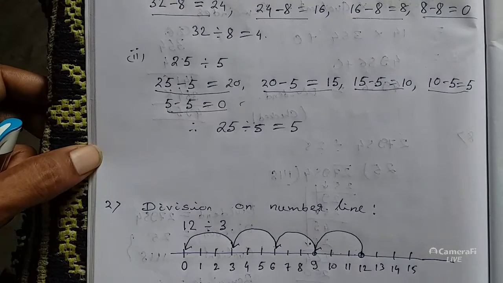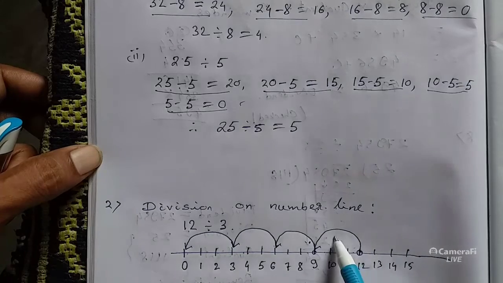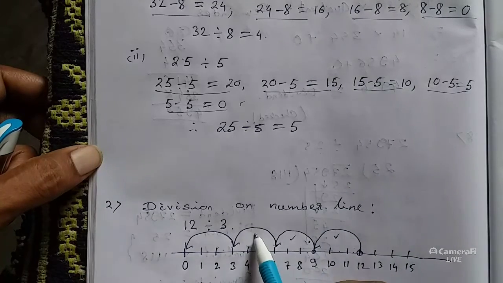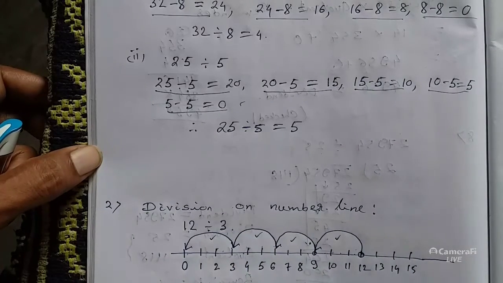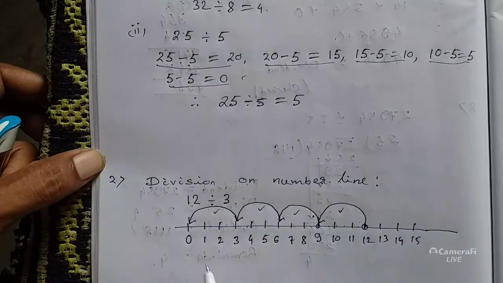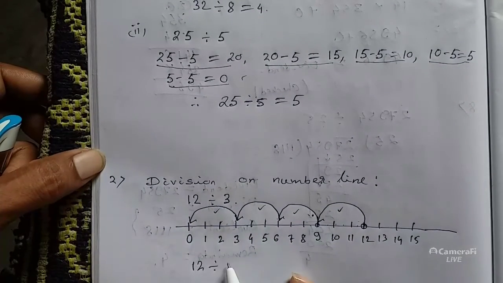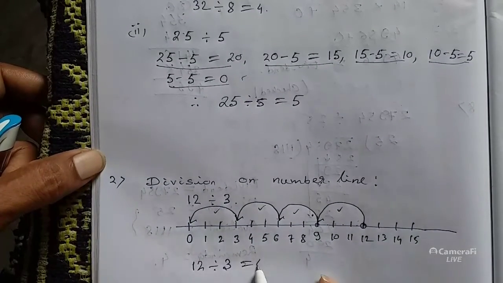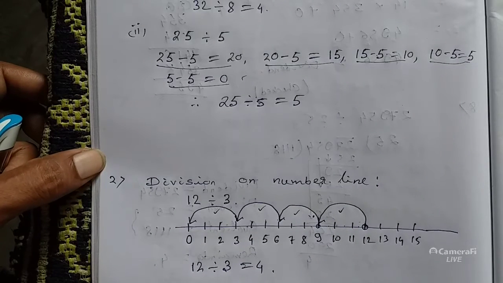Okay. Now how many jumps are there? We have to count it. That is the result of the division. 1 jump, 2 jumps, 3 jumps, 4 jumps. So we can say that 12 divided by 3 equals 4. So this is the method of division on the number line.